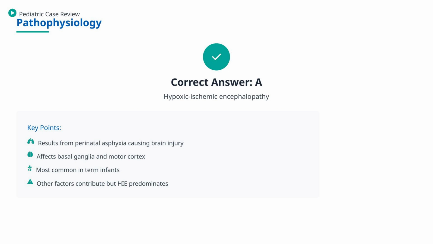Hypoxic ischemic encephalopathy. In full-term infants, perinatal asphyxia leading to hypoxic ischemic encephalopathy is the most common cause of cerebral palsy. This oxygen deprivation damages vulnerable areas like the basal ganglia and motor cortex. While genetic factors, maternal infections, and postnatal causes contribute to cerebral palsy, hypoxic ischemic injury remains predominant in term infants.